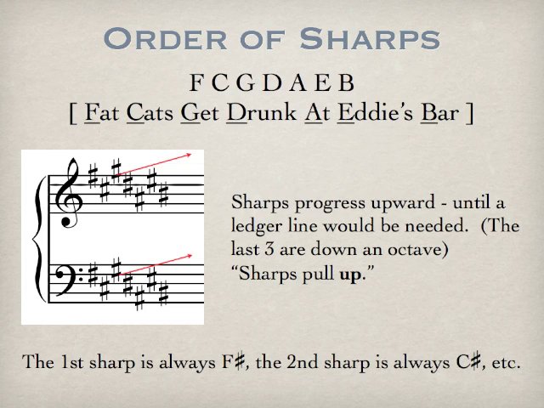FCGDAEB is the order in which sharps come. So if you have 1 sharp, it'll always be an F sharp. If you have 3 sharps, F will be sharp, C will be sharp, and G will be sharp, and nothing else will.